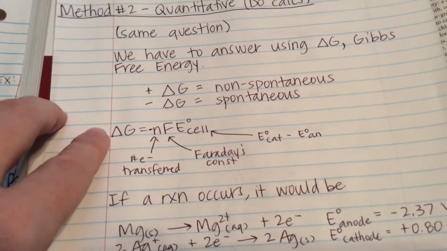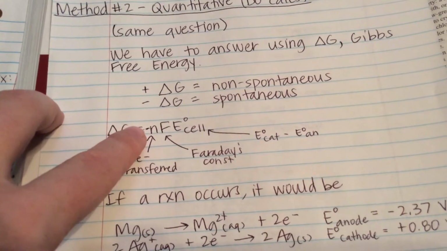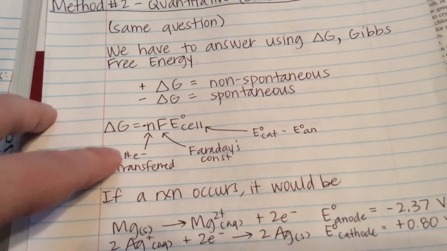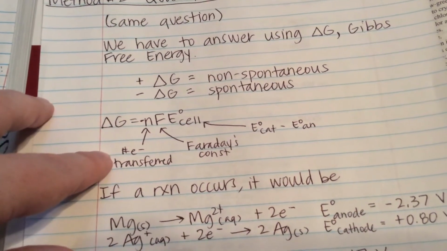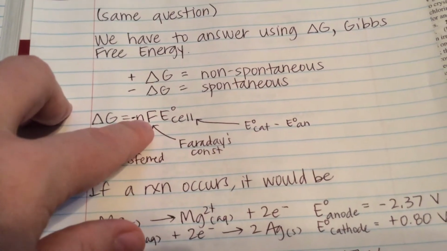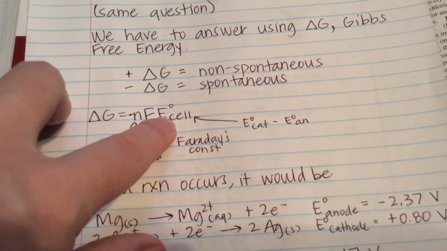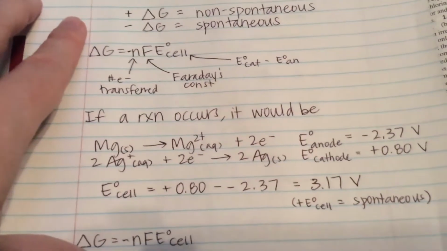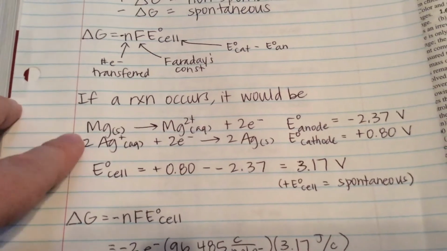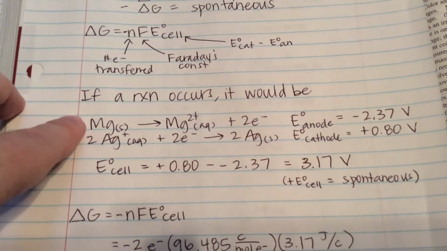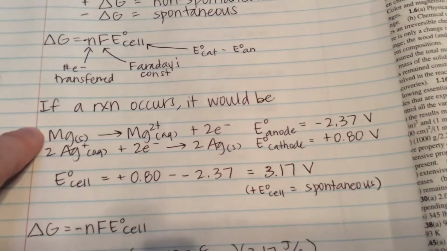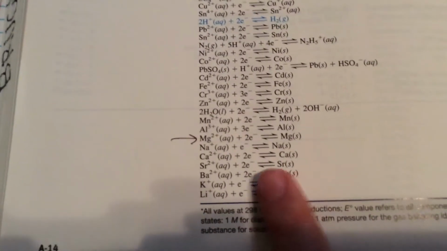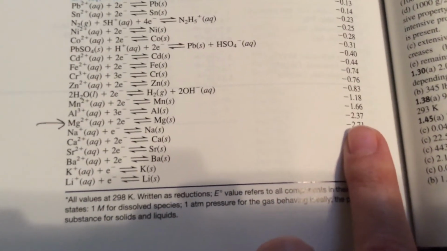So delta G is calculated by the following formula. Negative, don't forget the negative sign, n, where n stands for the number of moles of electrons transferred. F is Faraday's constant. And E cell we calculate as cathode minus anode. Okay, so if a reaction occurs, this is what it would be. I just rewrote the problem. Magnesium metal is going to become magnesium ion, and its E value, again, I just took it straight from our standard reduction potential value, which is negative 2.37 volts.